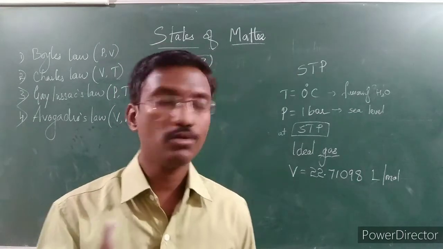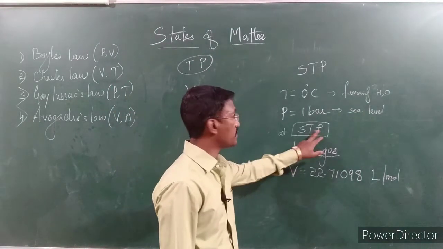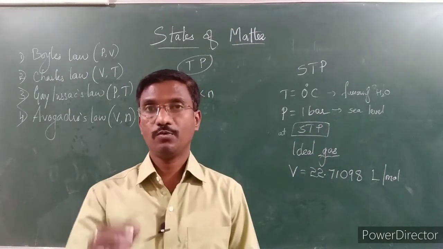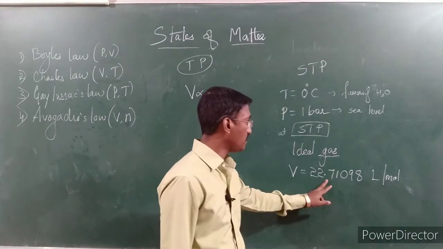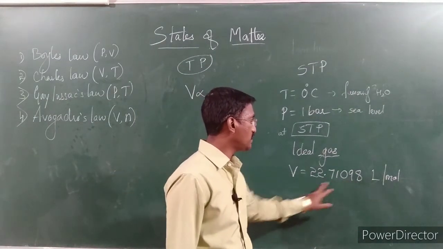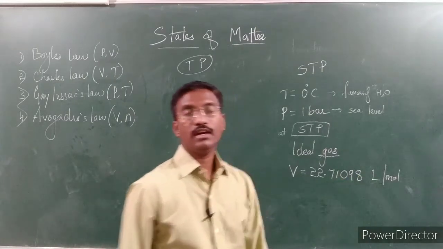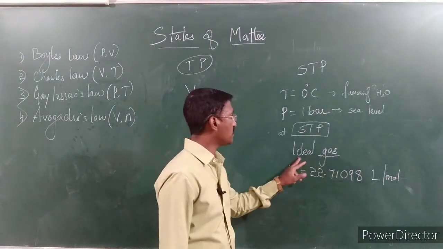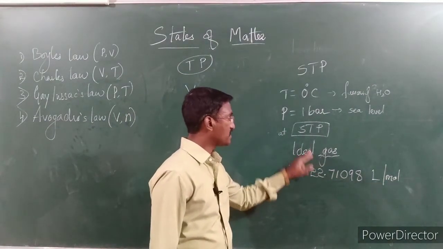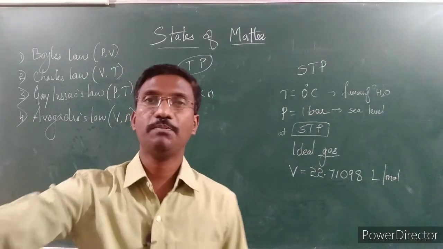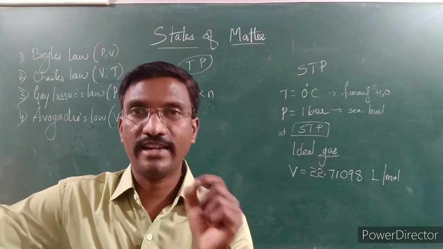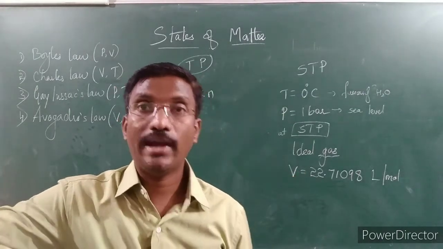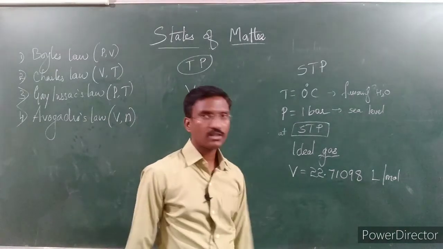What does this mean? The ideal gas at this temperature and pressure has a fixed volume. What is that fixed volume? It is 22.71098 liters per mole, meaning 1 mole has this many liters. So this is the volume of an ideal gas at STP. You have to remember the volume of an ideal gas at STP. If they ask you, you have to write this value of the volume. Are you getting this point?